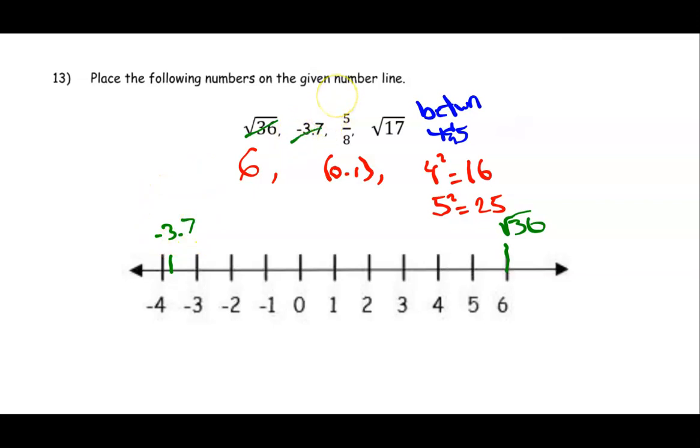Good job. 5/8, a fraction where the numerator is less than the denominator, is going to be between the numbers 0 and 1. And 4/8 represents half, so it's going to be slightly past the halfway mark. And we got 5 over 8. And then the last one, the square root of 17, is going to be between 4 and 5, but since 17 is closer to 16, I'll draw my little line right here, and it's the square root of 17. And that's all, folks.